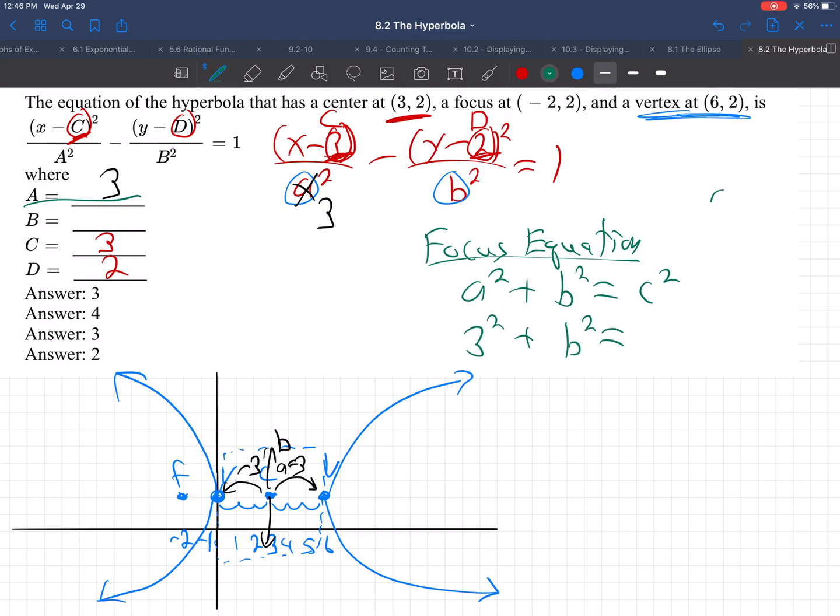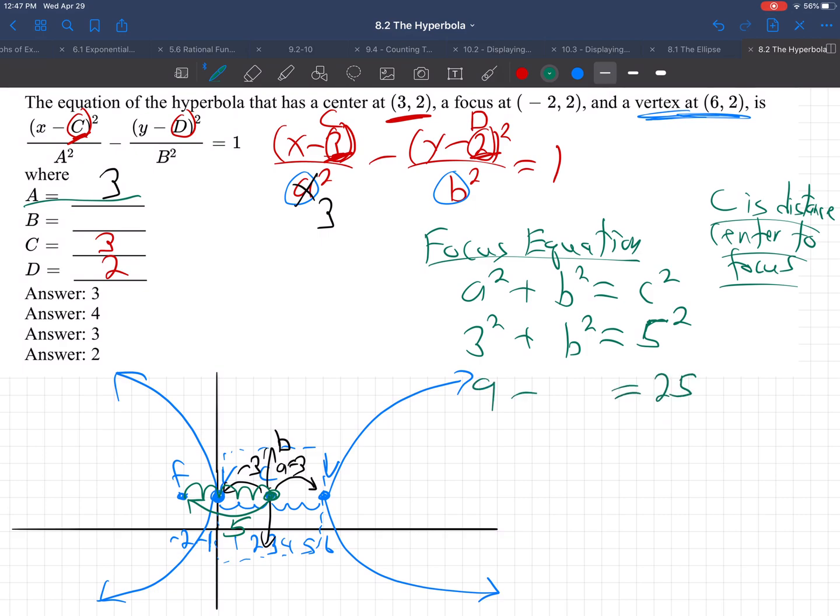Now, do we know C? What is C? C is the distance from the center to the focus. In all ellipse and hyperbola equations, C is the distance from the center to the focus. How far is it from the center to the focus? Let's count it. 1, 2, 3, 4, 5. That's 5. So C must be 5. You could put -5 if you want. Whatever. Squared, it's going to be positive 25.